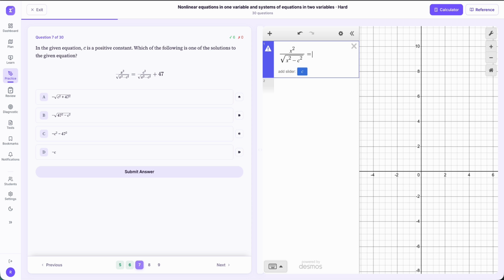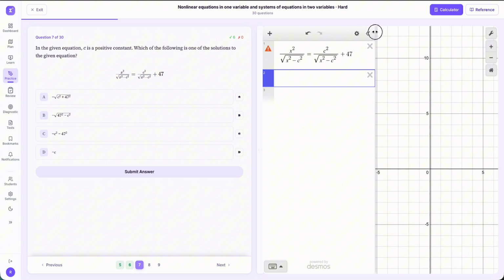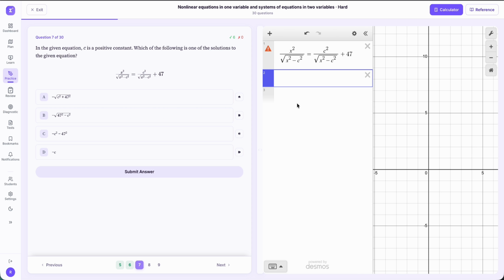So if I type this into Desmos here, you see c squared over square root x squared minus c squared plus 47. If I type this into Desmos, nothing happens. I don't get solutions. Why not? We need to understand why not. The reason is Desmos doesn't know what c is. That's the whole reason you're getting the error.